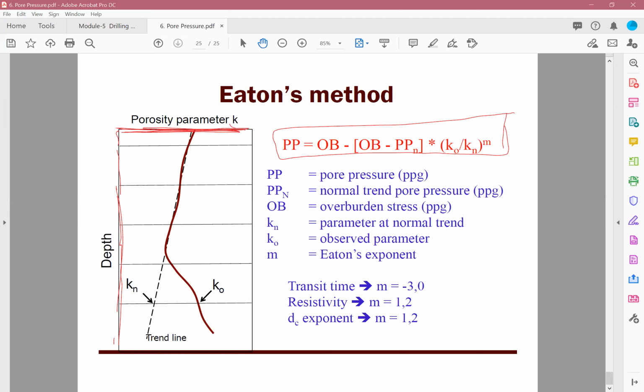Anyway, this is pore pressure, PP here, in pounds per gallon. OB is called overburden stress, and usually this is 1 psi per foot. Does anybody know what that is? The units in this equation are in pounds per gallon. How can I convert 1 psi per foot to pounds per gallon?